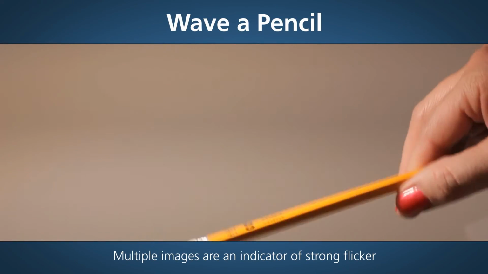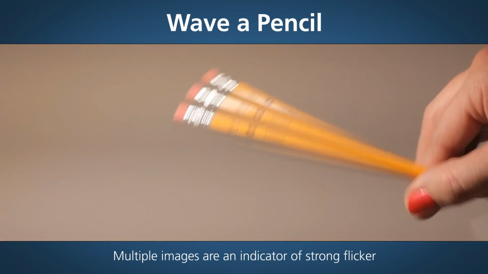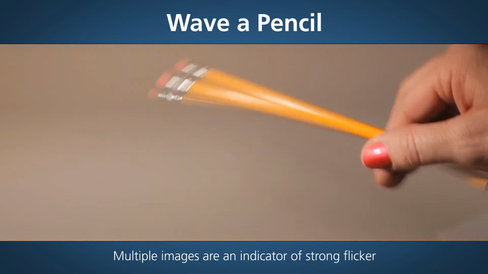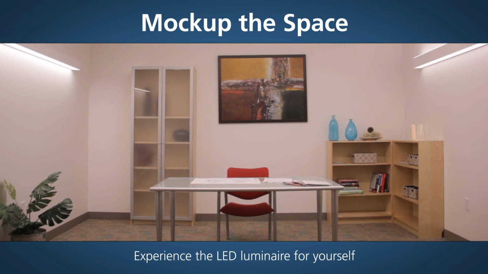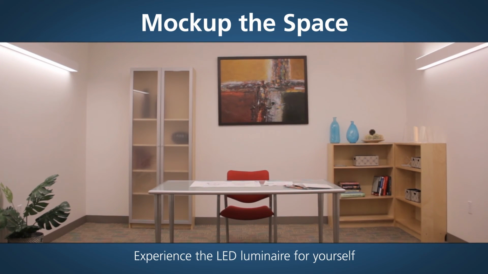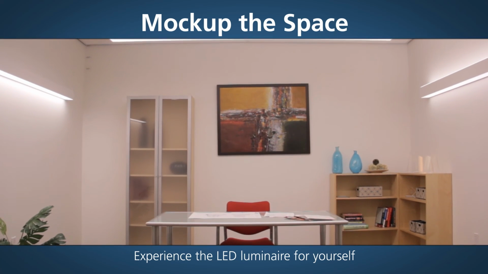A third way to check for flicker is by waving a pencil or a long rod under the light source to see if there are multiple images. The fourth and best way to look for flicker is to mock up the space with all sources and dimmers and experience it in the real world.